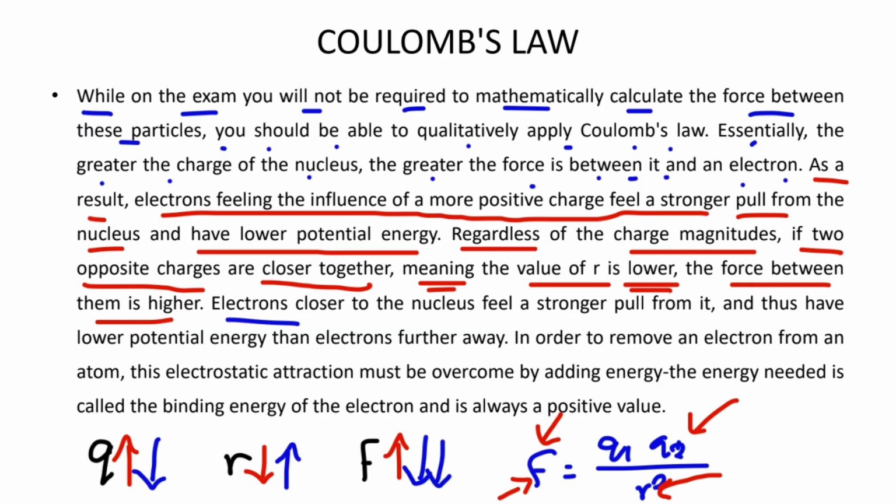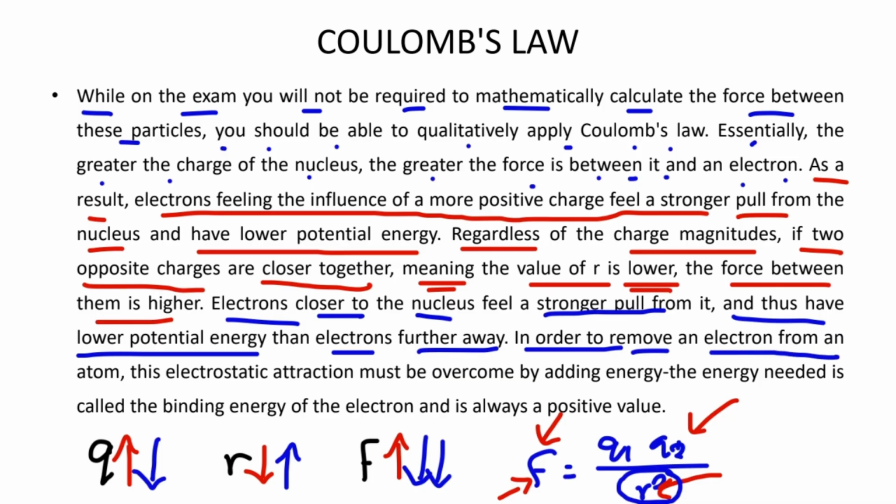Okay. Electrons closer to the nucleus feel a stronger pull. Why? Because the R is smaller. And thus they have lower potential energy than electrons further away. In order to remove an electron from an atom, this electrostatic attraction must be overcome by adding energy. The energy needed is called the binding energy.